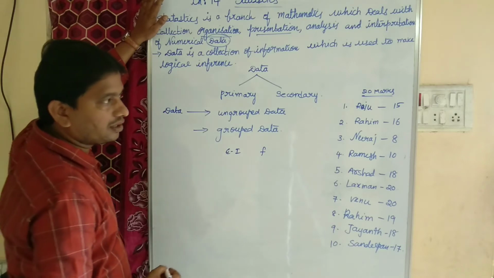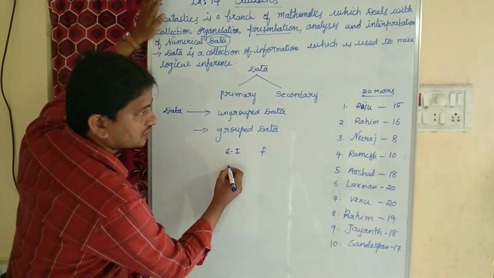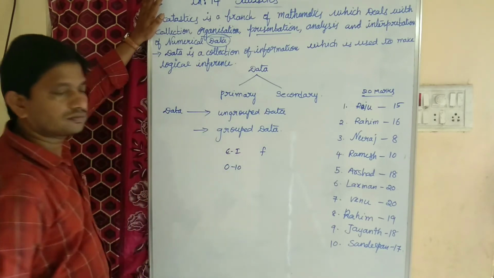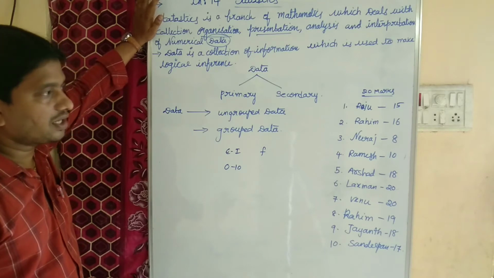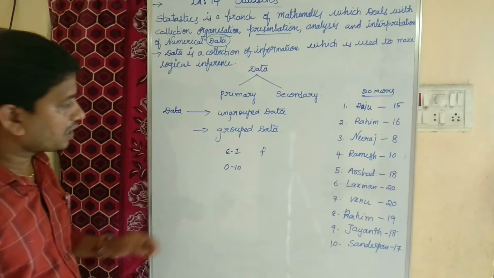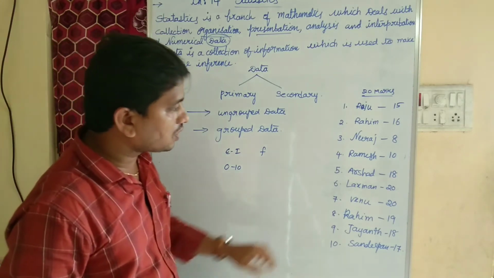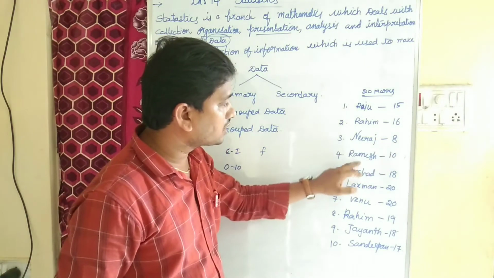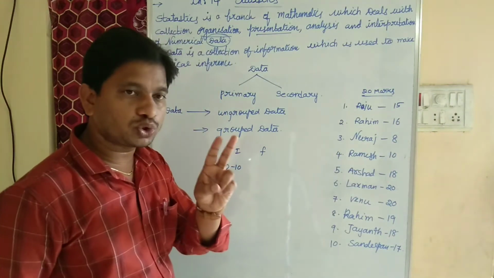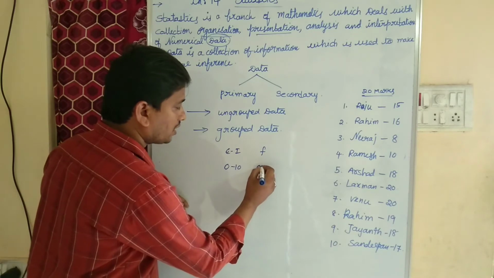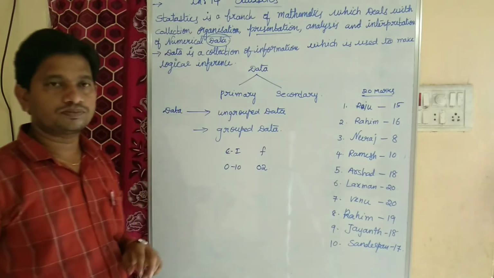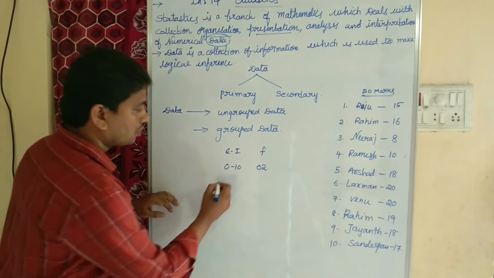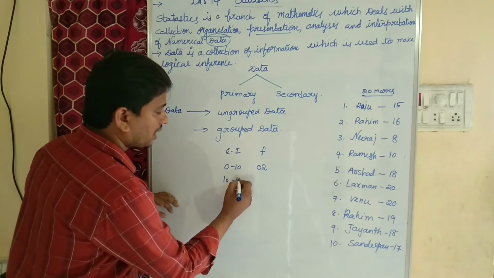Marks obtained in between 0 to 10. Class interval is from 0 to 10. How many students got marks between 0 to 10? Neeraj got 8 marks and Ramesh got 10 marks. 2 students are there between 0 to 10 and whose frequency is 2. Now coming to marks between 10 to 15.